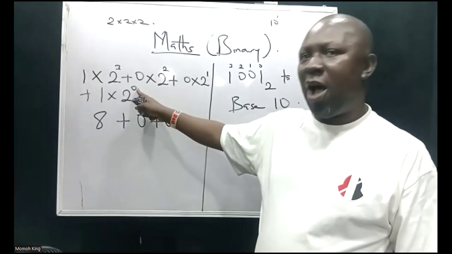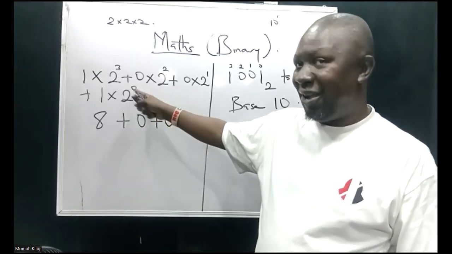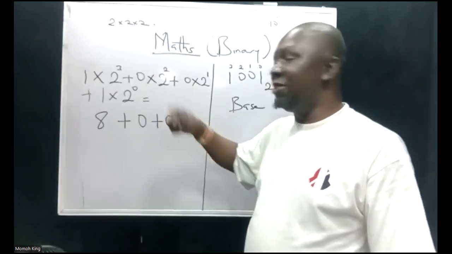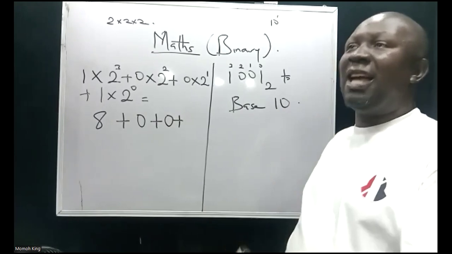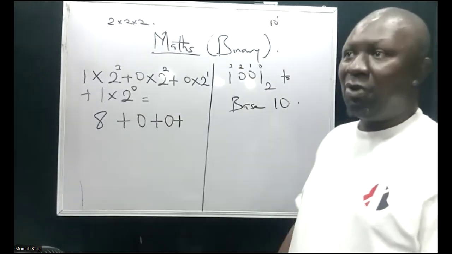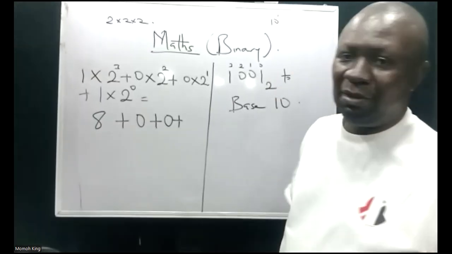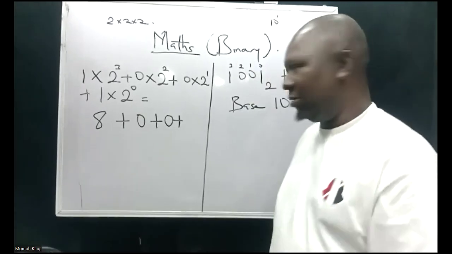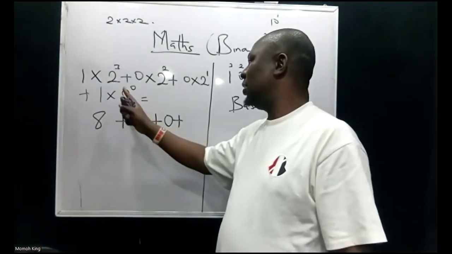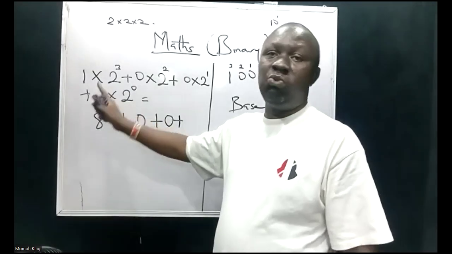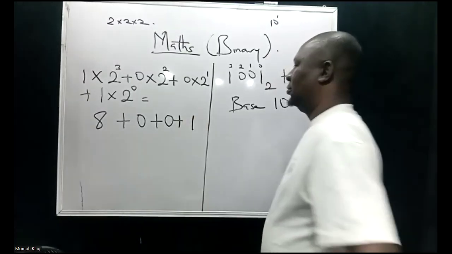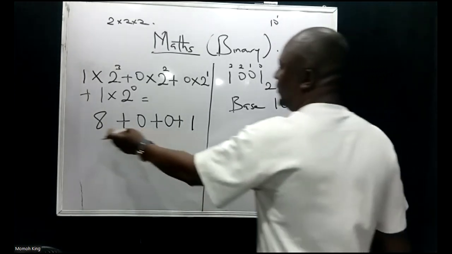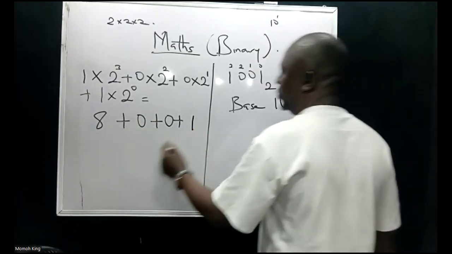Yes, it is 1. Hope you get it. But I know some of you don't know that 2 raised to power 0 is 1. In your indices, anything raised to power 0 is 1. 200,000 raised to power 0 is 1. 1 million raised to power 0 is 1. Therefore, since 2 raised to power 0 is 1, 1 times 1 is 1. Therefore, plus 1. Now, if you sum it up, we have 8 plus 0 plus 0 plus 1, which is what?